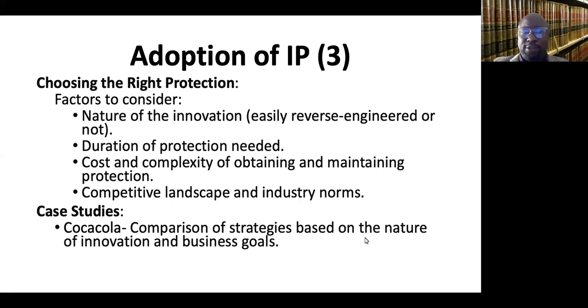So now, factors to consider. The first and most important factor is that you have to consider the nature of the innovation itself. Is it easily reverse engineered or replicated by competitors? Understanding the vulnerability of your invention to reverse engineering can help determine the level of protection needed. If your innovation can be easily reverse engineered, then of course I'm going to suggest patents. What if it cannot be easily reverse engineered? Then it's better to just go for confidential information protection, which is also trade secrets.